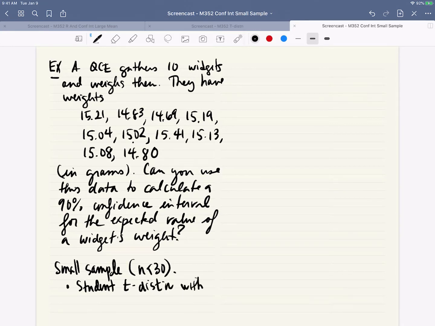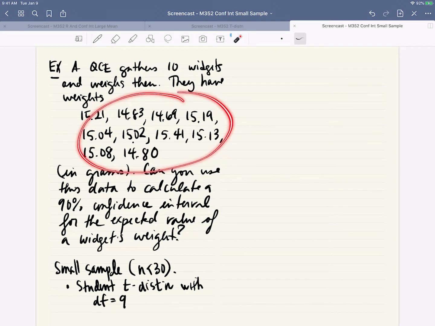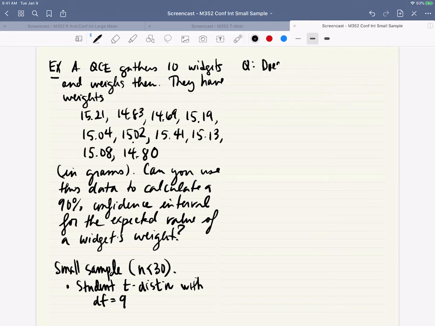And the number of degrees of freedom is going to be the number of elements in our sample minus 1. So we've got 10 things in our sample, so our degrees of freedom is going to be 9. So if we can do it, this is the distribution that we'll use. So how do we know if we can use it? Well, that's right. We need to know that this data looks like it comes from a normal distribution. So this is the question: does the data look normal?